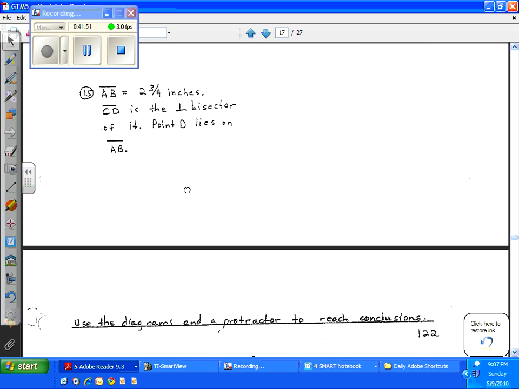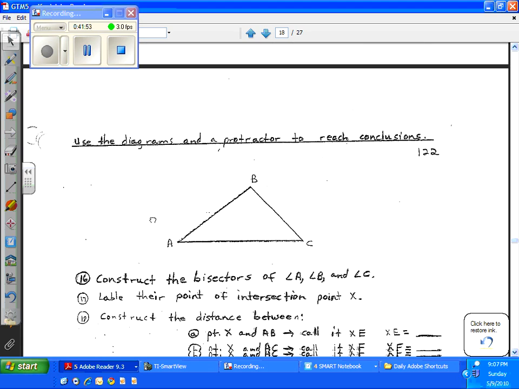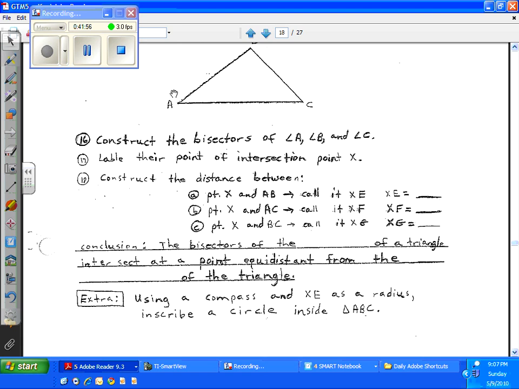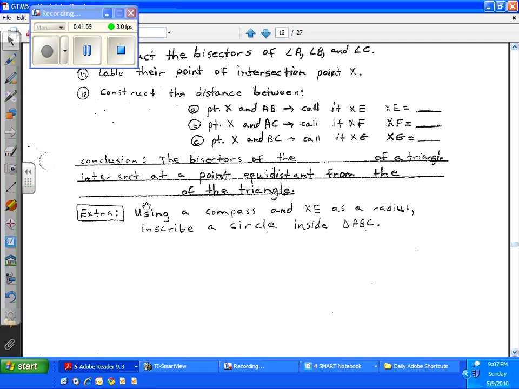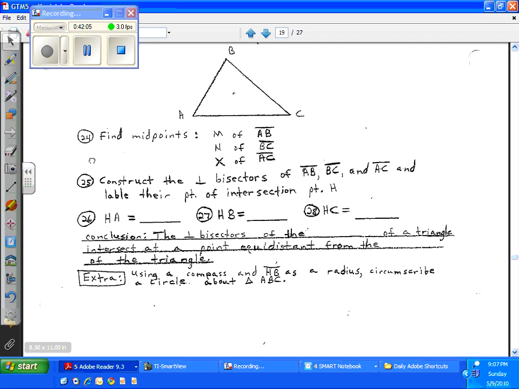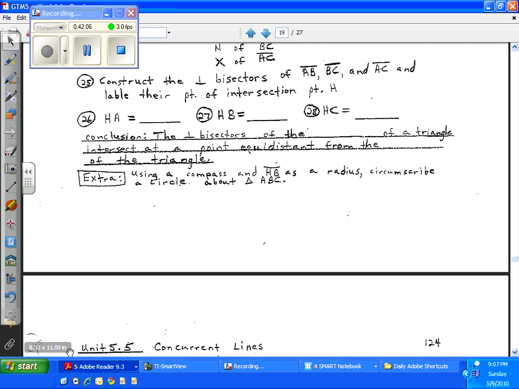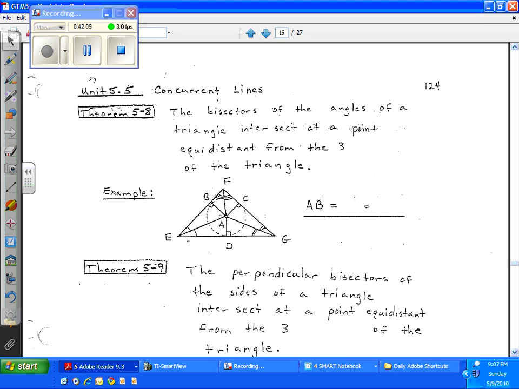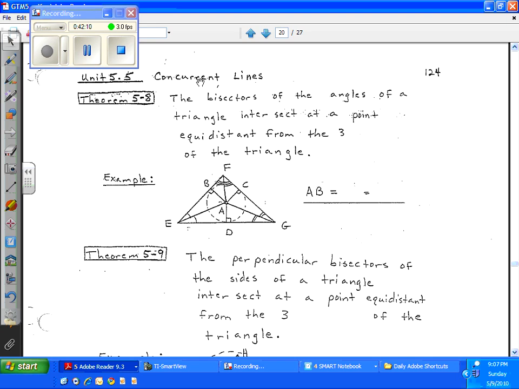All right. And then at the end of that, use diagrams and a protractor to reach conclusions. And again, the conclusion would be the next lesson. There's lots of reaching conclusions here. And that would bring us to 5-5 concurrent lines. And the conclusions at the end of daily work 5-4 would be the lessons here in Unit 5-5.